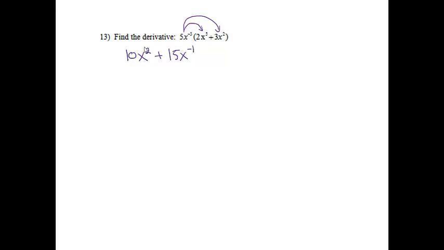And then if we take the derivative, bump my 2 out front, I'm going to get 20x, and then plus negative 15x to the negative 2, because remember, we're subtracting 1. And now I'm just going to clean it up so there are no negative exponents. So we'll get 20x minus 15 over x squared.